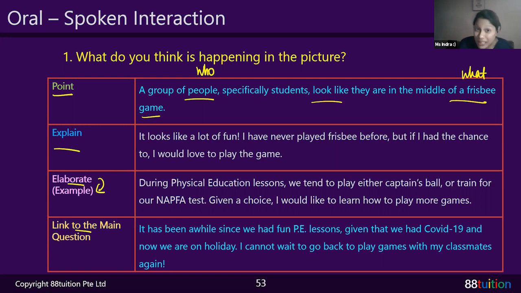Okay, then you explain a little bit about it, right? So it looks like a lot of fun. I've never played frisbee before, but if I had the chance to, I would love to play the game. So you're explaining what you actually see and what you think about what is going on.